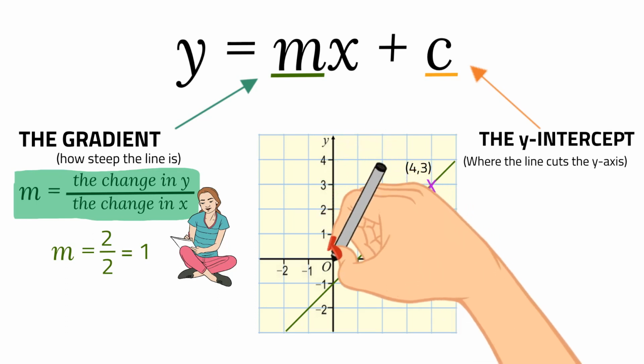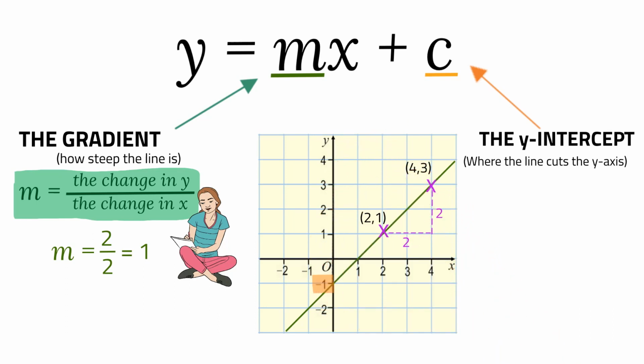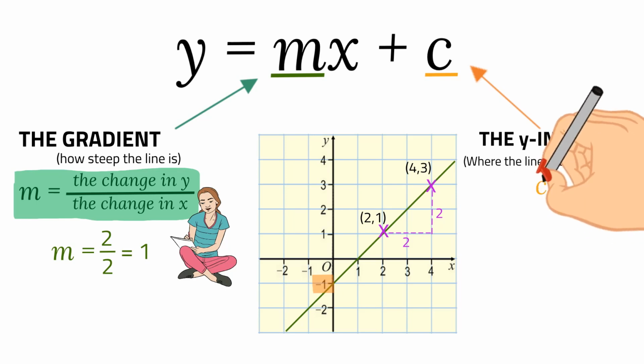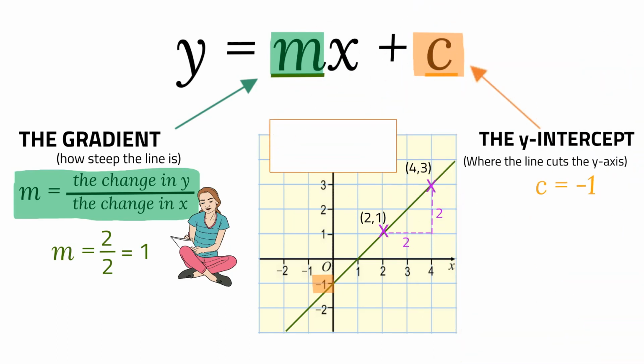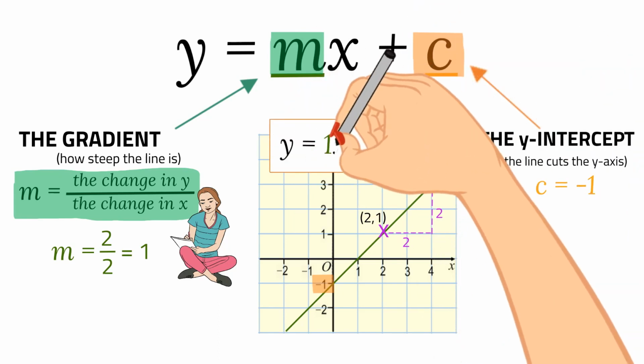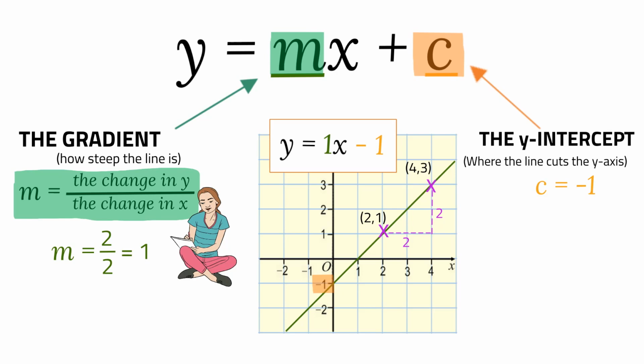And now I'm going to see where the line cuts the y-axis, and it cuts at -1. So c is equal to -1. So if I have the value of m and I have the value of c, then I know the equation of this straight line, which is this. However, we would never write 1x, so we'll leave the answer as y equals x minus 1.